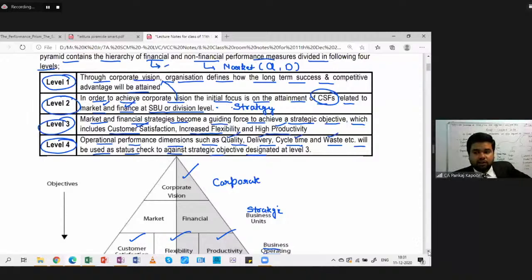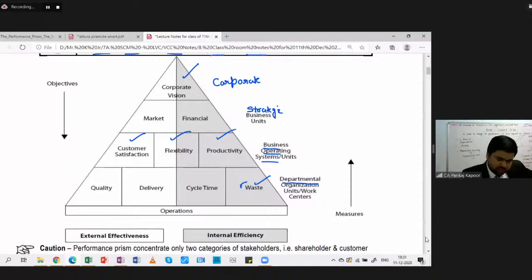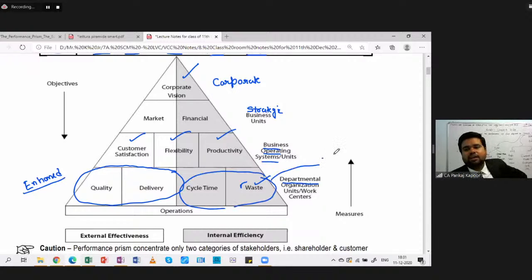Agreed? Friends, now let me tell you something here which will help you a lot in the exam. What is that? The quality and the delivery need to be enhanced, whereas the cycle time and wastage need to be reduced. Agreed? So you need to remember this thing.